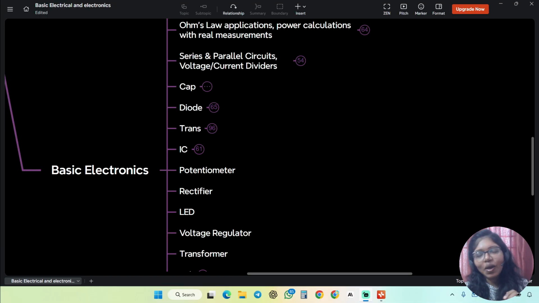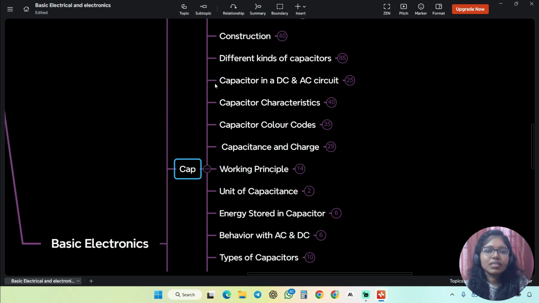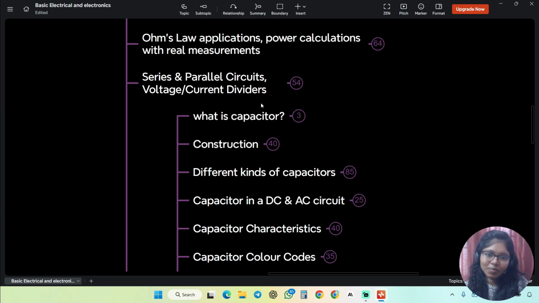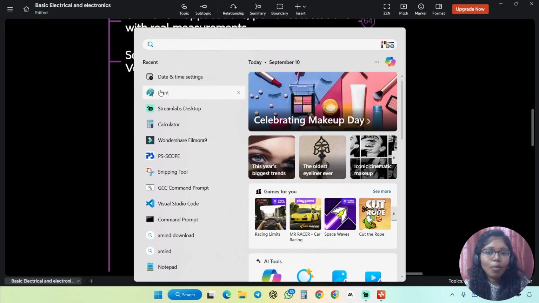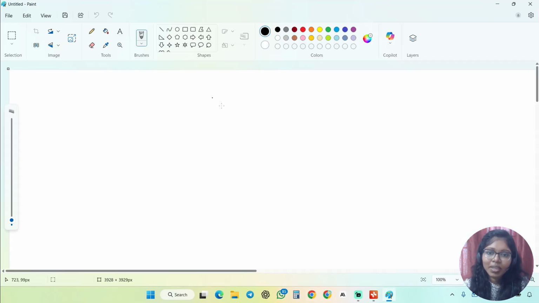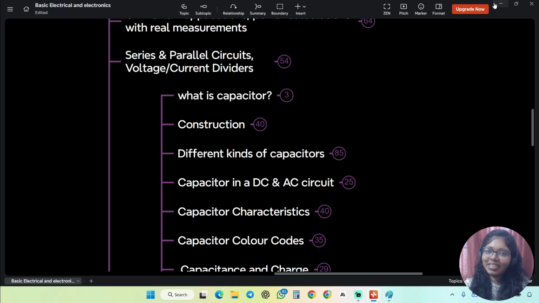In this video, we are going to discuss capacitors. You're going to learn the complete details of the capacitor throughout the series. First of all, we will discuss what a capacitor is. In the previous video, we already discussed what resistance is, and in this video, it's completely about the capacitor.